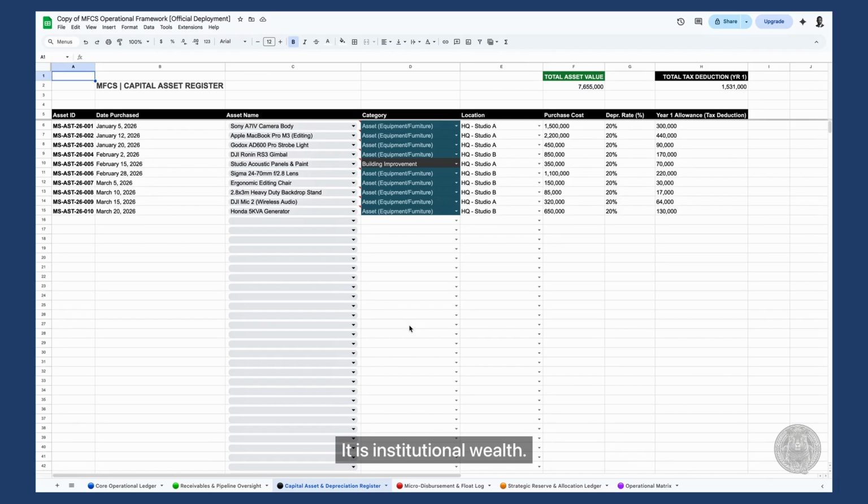It is institutional wealth. Welcome back to the deployment briefings for the Mohgix Financial Command System. Today, we examine Pillar 3, the Capital Assets and Depreciation Register. This ledger serves as your firm's internal valuation architecture. Observe the executive summary at the top of your screen.